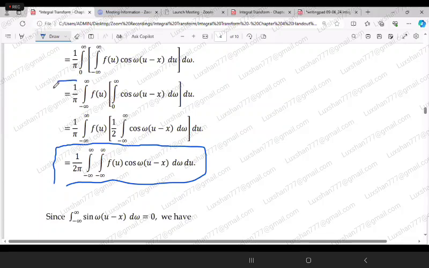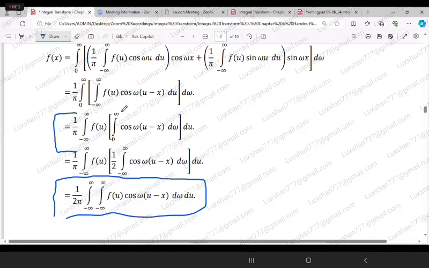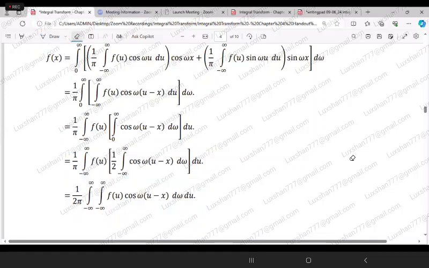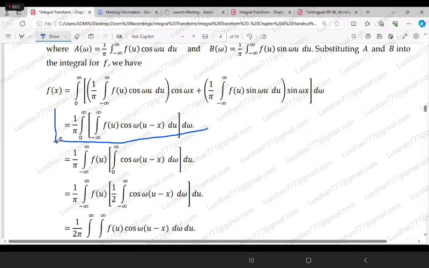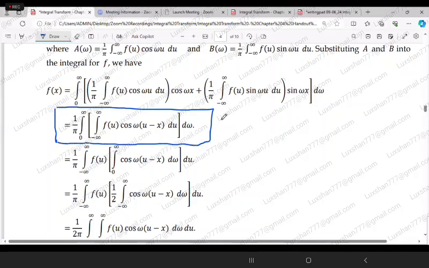If you want, let me say we are now here. So once you substitute this one, you can get this one. So we are getting this one. I'll explain the next steps.